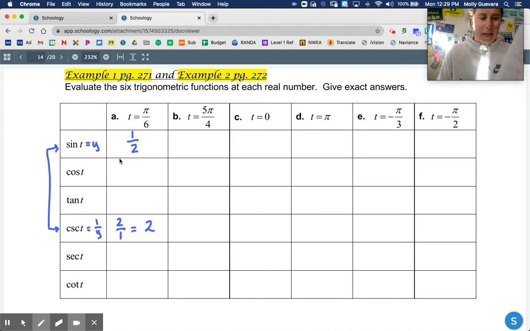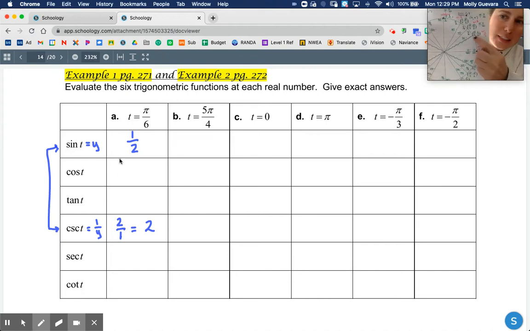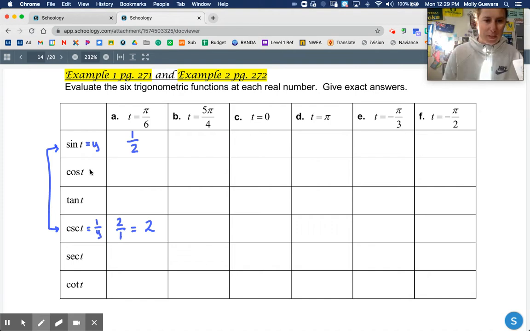Now let's look at cosine. So again, if I go to pi over 6, cosine is the x value, which is root 3 over 2. Remember, this is the x value, which is root 3 over 2. Now cosine and secant are reciprocals of each other, so I can easily find the secant of pi over 6 by taking the reciprocal. So I get 2 over root 3.